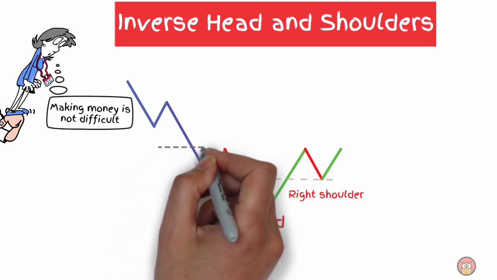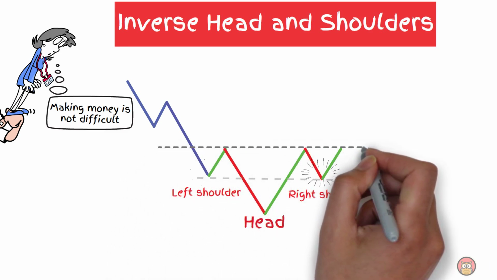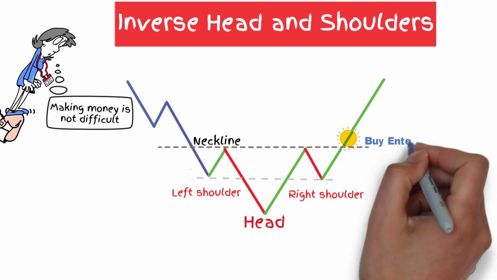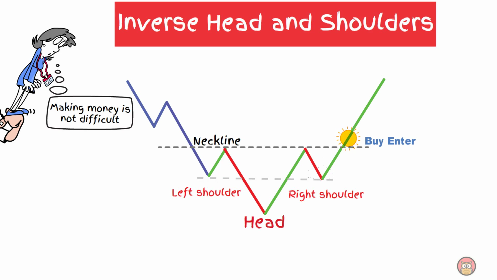When these three dips, left shoulder, head, and right shoulder, form, we get the neckline. The neckline is an imaginary line that connects the highest points of the left and right shoulders. When prices break above this neckline, it signals a trend change, meaning that prices are likely to keep rising. At this point, opening a buy position can be a great way to make money.